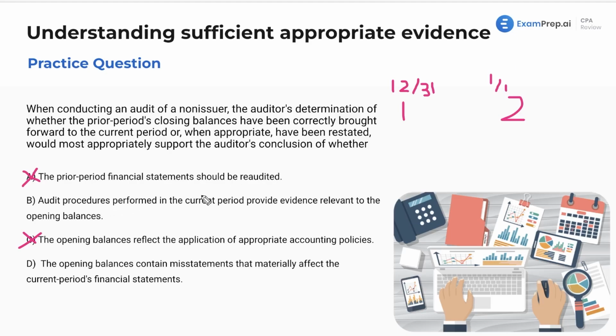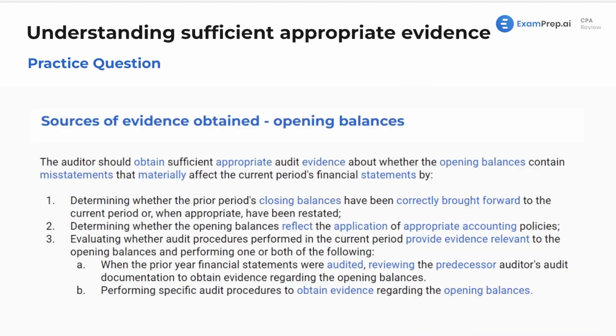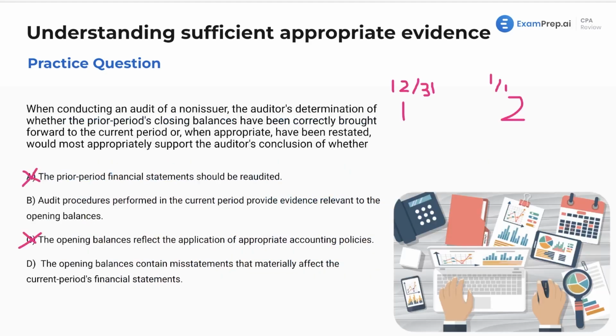What about audit procedures performed in the current period provide evidence relevant to the opening balances? And then we've got the opening balances contain misstatements that materially affect the current period's financial statements. So I would say, yeah, we are definitely concerned with letter D, right? And we can even bring this full circle, something we saw in our lesson. So we need to obtain evidence. And our concern is that the prior period closing balances, which are the current period's opening balances, materially affect the financial statements for this year, right? So the audit procedures performed in the current period provide evidence relevant to the opening balances. Yeah, I'm going to go with letter D here.